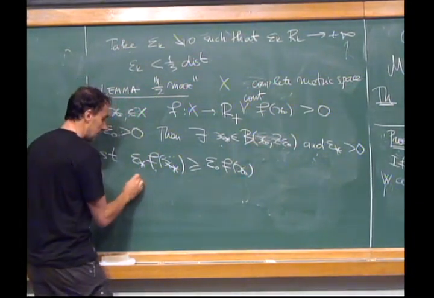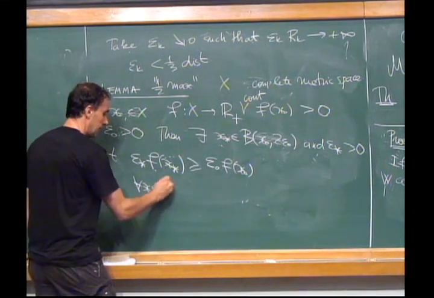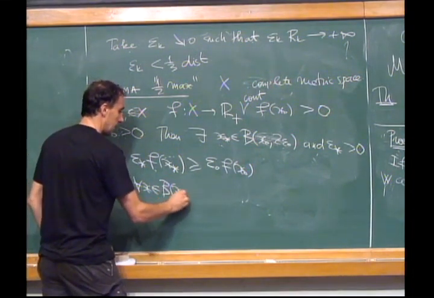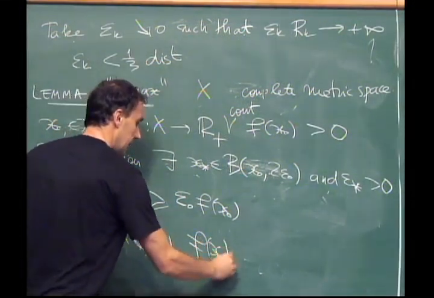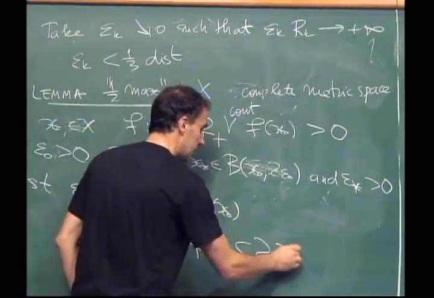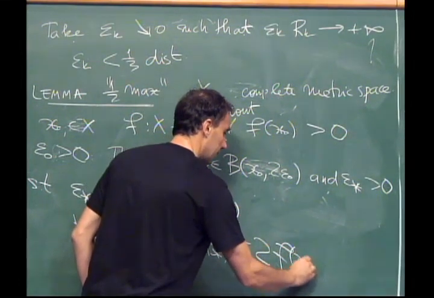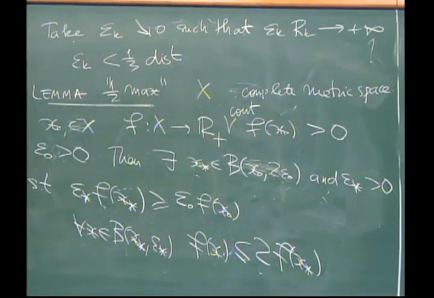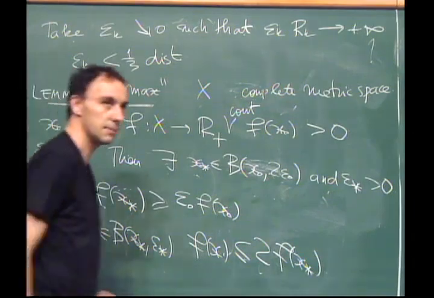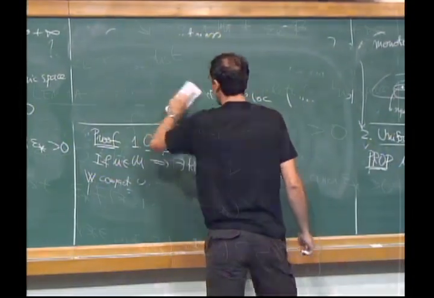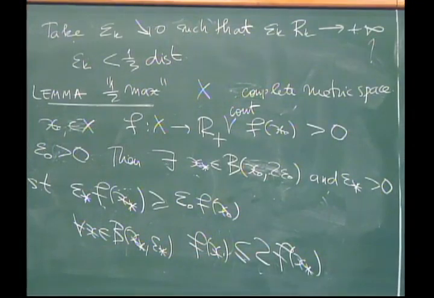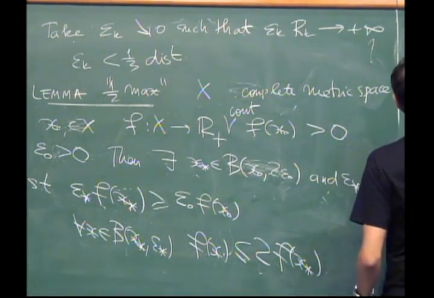So this means for any x in B of x star, epsilon star, f of x is less than or equal to 2 times f of x star. So this is a very beautiful abstract lemma, not very hard to prove. Actually, I even can do this. So let me give you a proof, because it's beautiful.